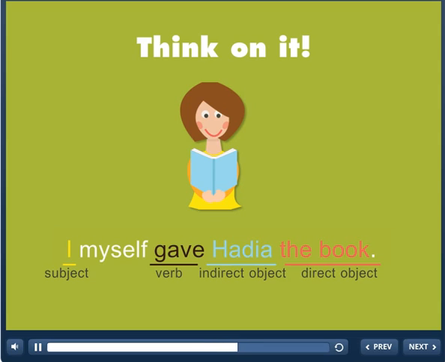Reflexive pronouns are used when the subject and the object are the same. Here, I did not give myself to Hadia. I is not the object. Neither is myself. We are simply using the pronoun myself to show emphasis that it was I who gave the book to Hadia and nobody else.